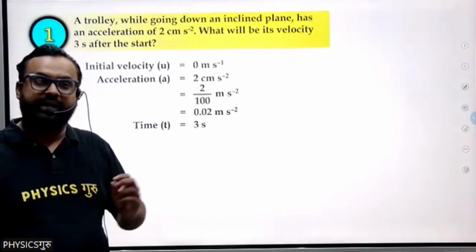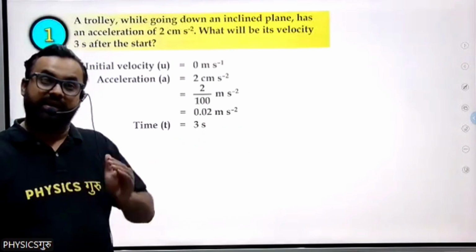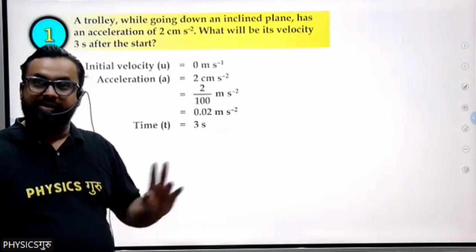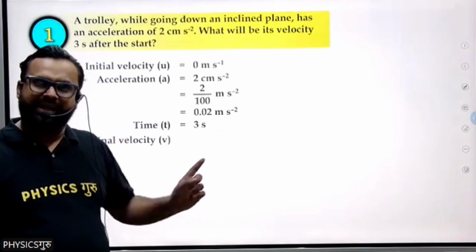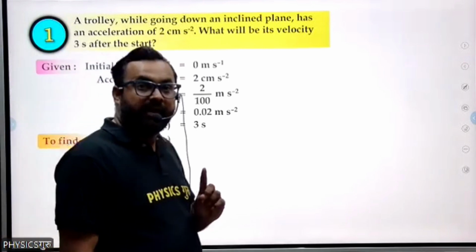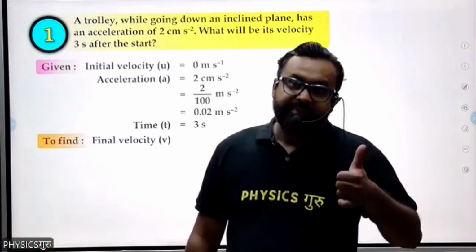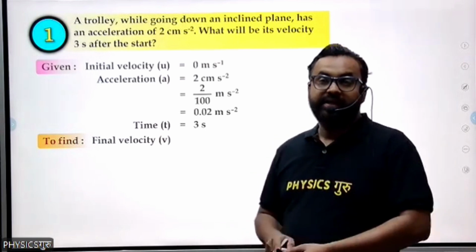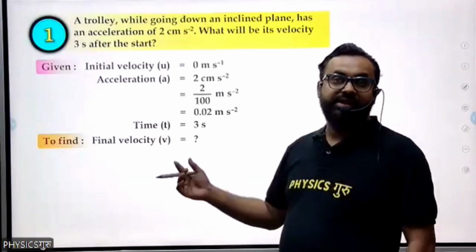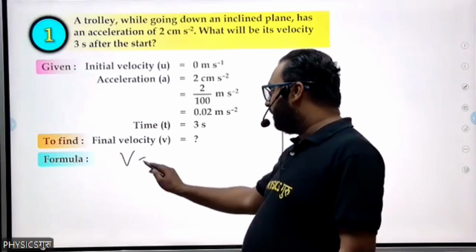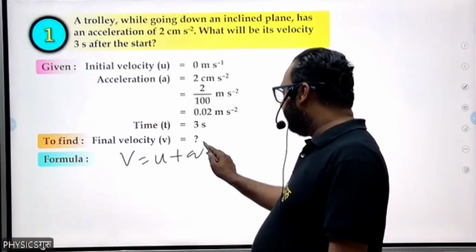Our first target is to convert acceleration into meter per second square, for which we multiply by 10 raised to the power minus 2, or divide by 100. So acceleration is 0.02. Time is 3 seconds. We need to find the final velocity, so the formula is v is equal to u plus at.